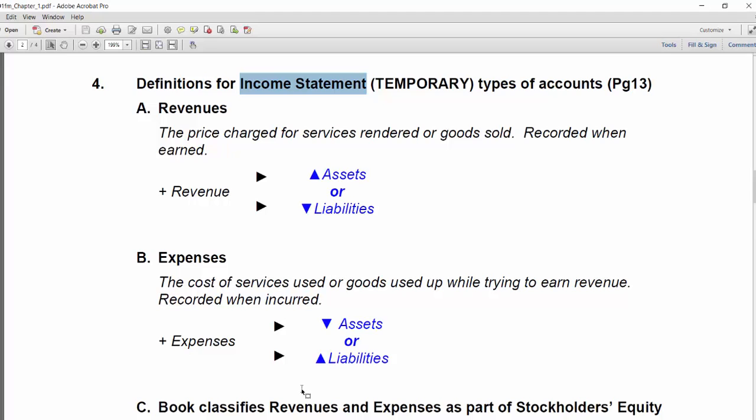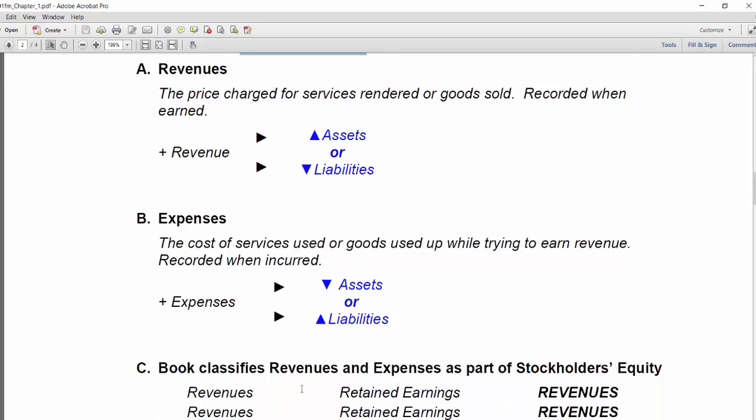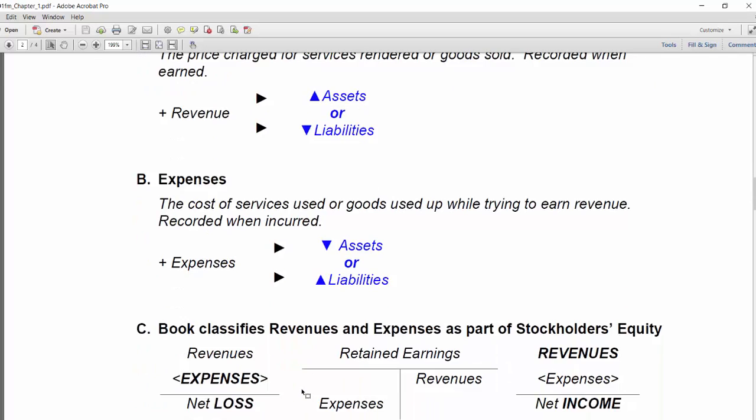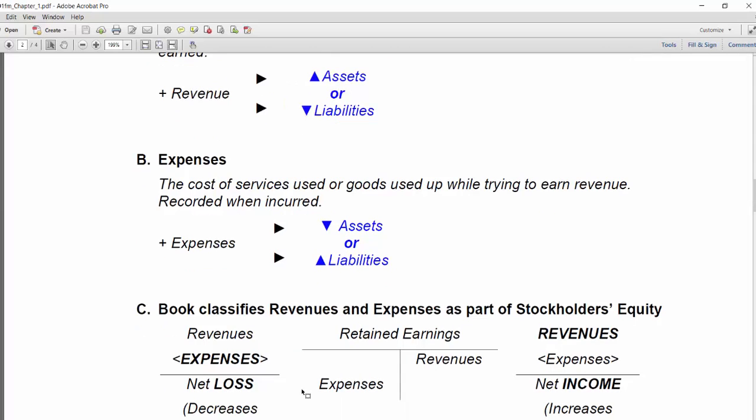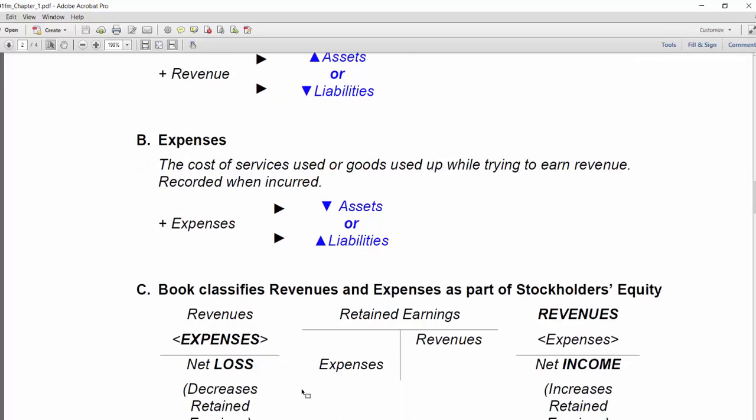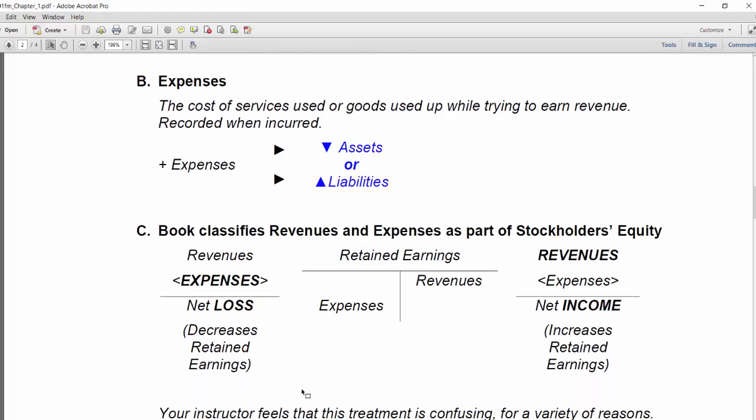Now, the book goes into a great deal of detail about telling you why revenues and expenses are part of stockholders' equity, as if they had an immediate impact on stockholders' equity. However, they don't. They're separately maintained for the whole accounting period, and then at the end of the accounting period, we kind of consolidate them together, and they have an impact then on our retained earnings.